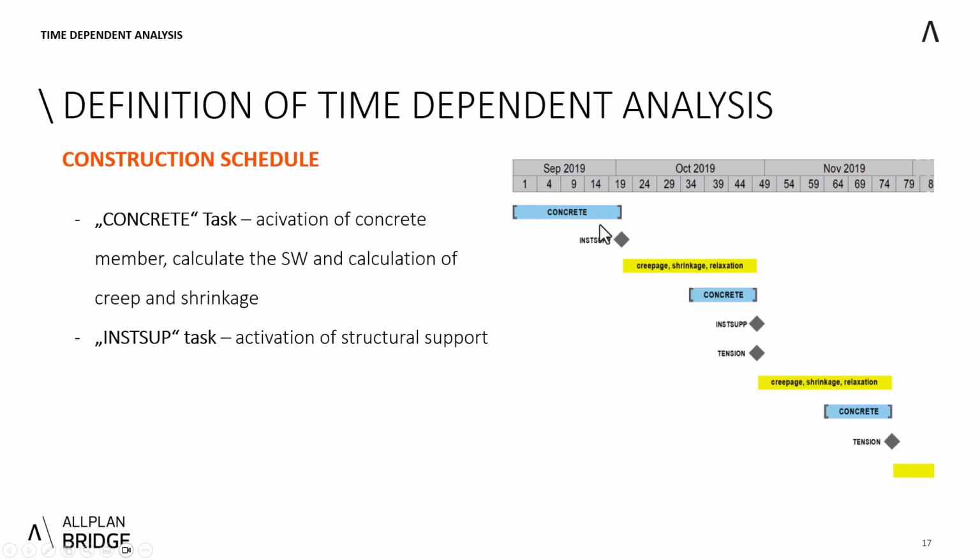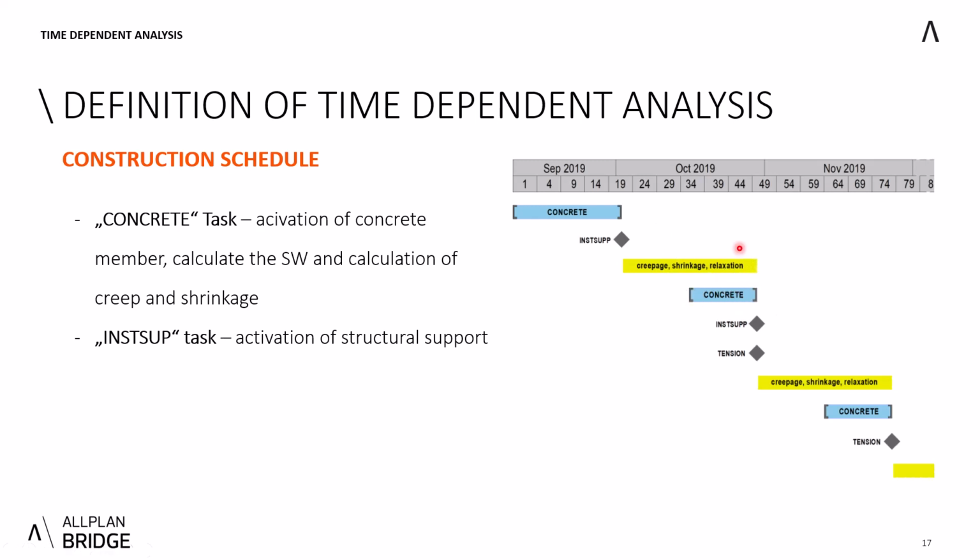But what happens after this task is complete? The self-weight load case is calculated and this part of the structure is activated. And at this point in time, we activate the supports. Now we start calculating the creep, shrinkage, and relaxation until we do another change in the structure.